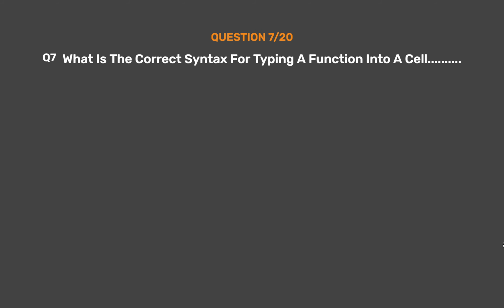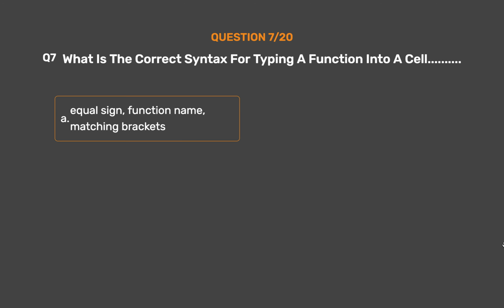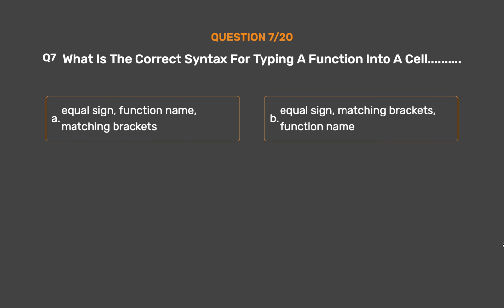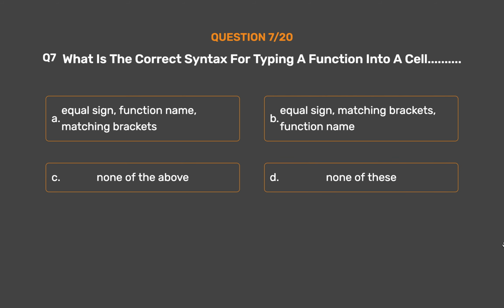Question number 7. What is the correct syntax for typing a function into a cell? Option A. Equal sign, function name, matching brackets. Option B. Equal sign, matching brackets, function name. Option C. None of the above. Option D. None of these.